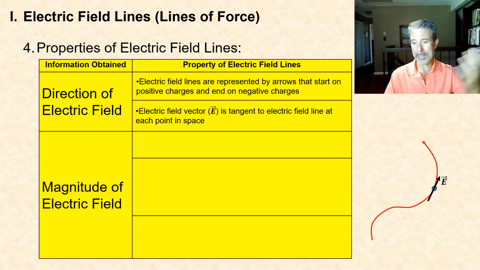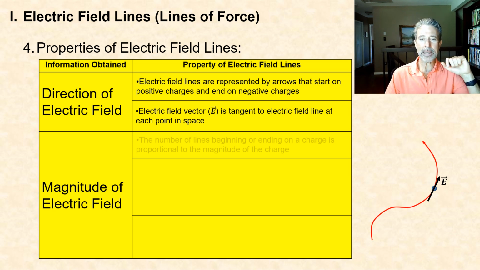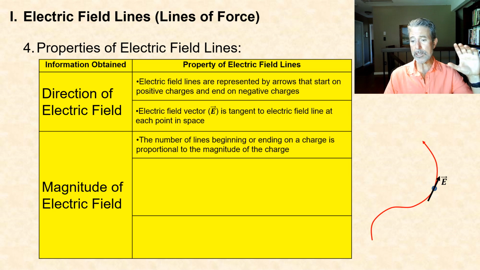So, it's now shortly. Let's take a look. How do we get information about the magnitude of the electric field using this field line model? In the field line model, we assume that the number of field lines beginning or ending on a charge is proportional to the magnitude of the charge. So how many field lines you actually choose to draw for a given amount of charge is up to you. But you need to define some sort of scale and then be consistent in using it.